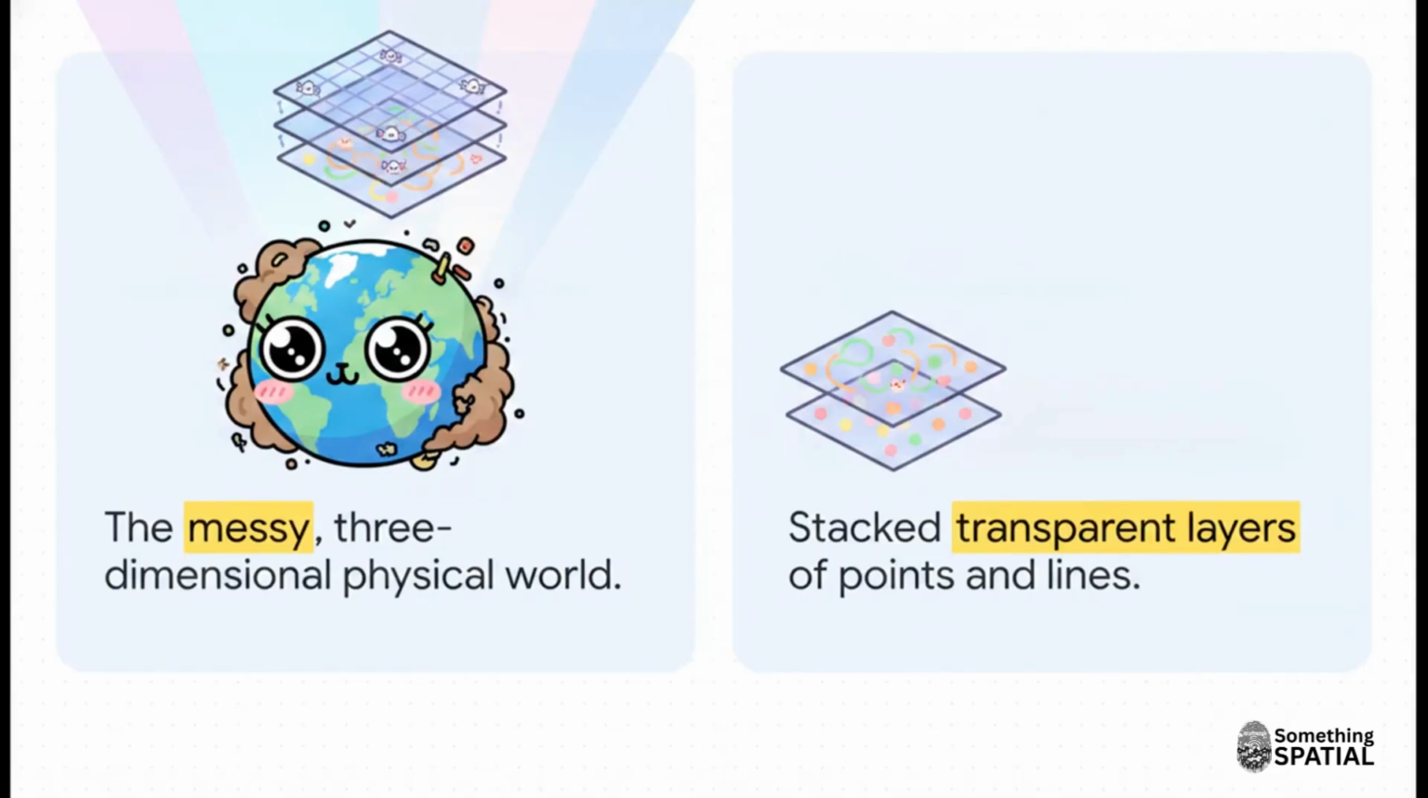I like to think of GIS as taking the messy, three-dimensional physical world and flattening it out into a neat stack of transparent digital sheets. You have your vector building blocks, right? Points for wells, lines for roads, and polygons for property boundaries. And you can layer those right alongside continuous raster grids, like satellite imagery. By stacking these transparent layers, we can analyze how totally different geographic features interact within the exact same physical space.